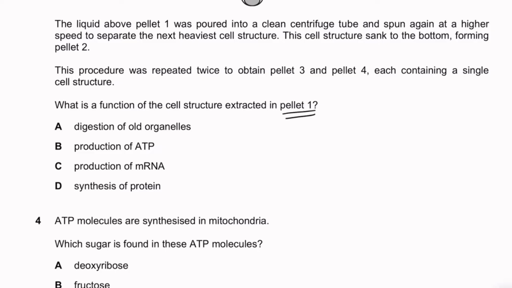Okay, in pellet 1, since I assume that would be the nucleus because it's the heaviest, I would say that the function would be, for example, production of mRNA, cellular division, and everything else. So we would say production of mRNA, that's C.